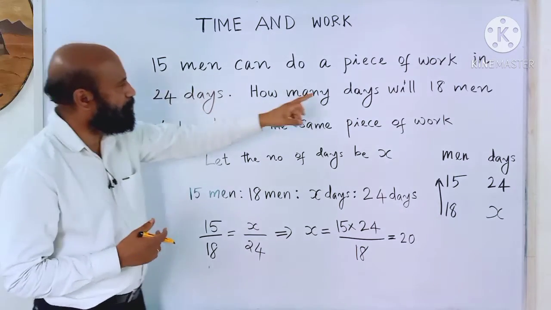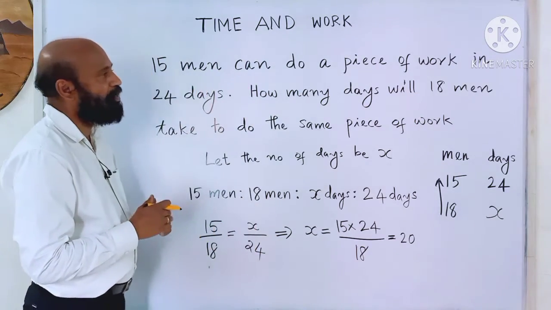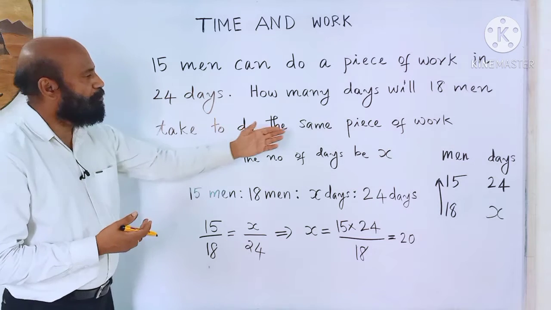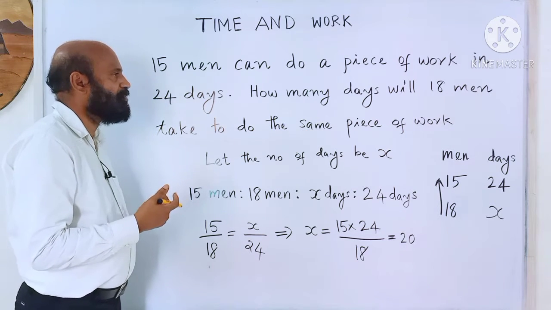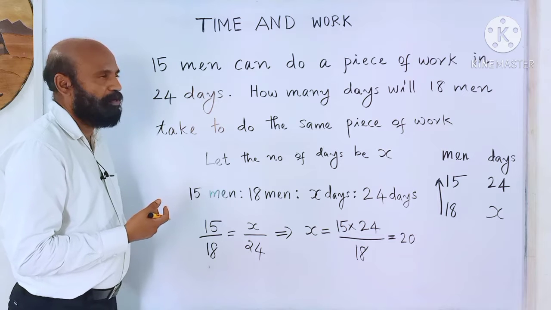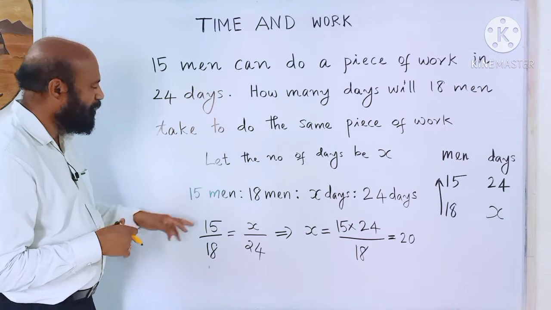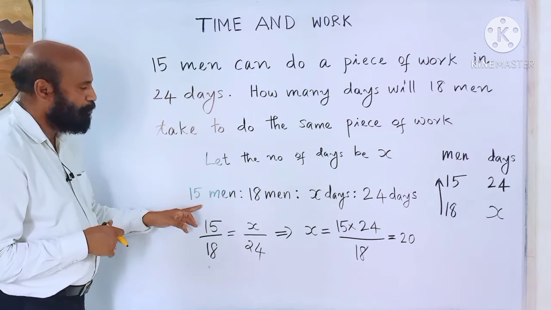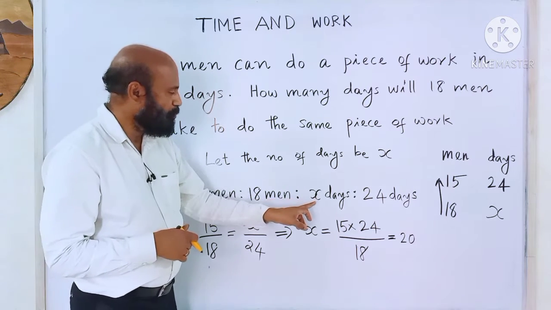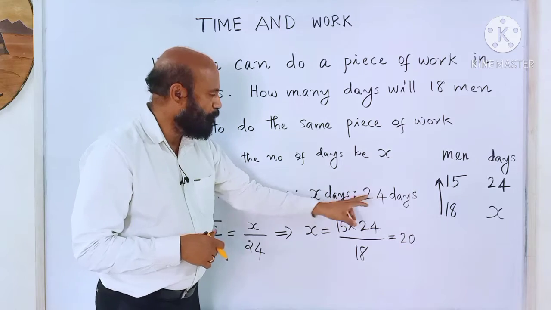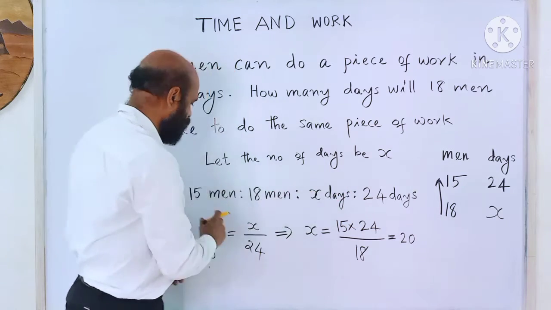Here 15, 18. So the number of men increases. The work to be completed is the same. So when the number of men increases, the number of days required decreases. So you can write it as a proportion: 15 is to 18 is equal to x is to 24. Here it is written in the reverse order.